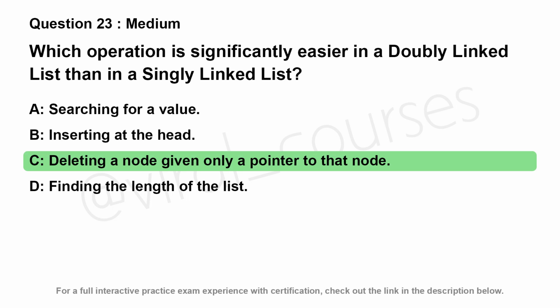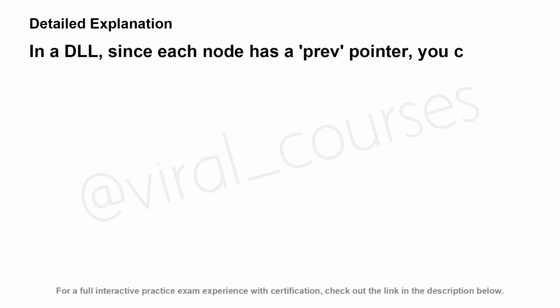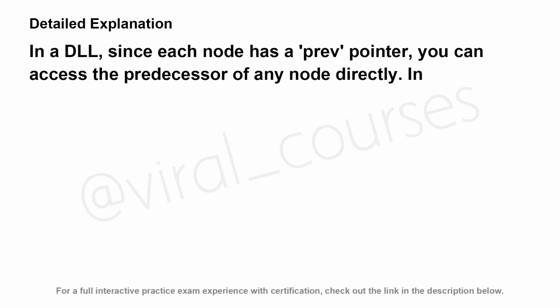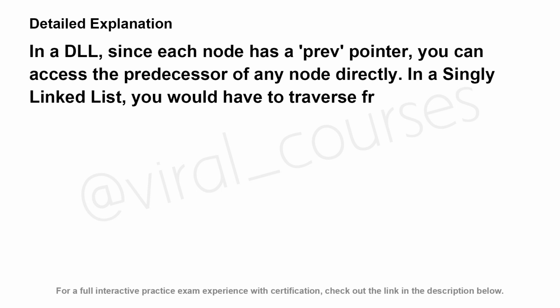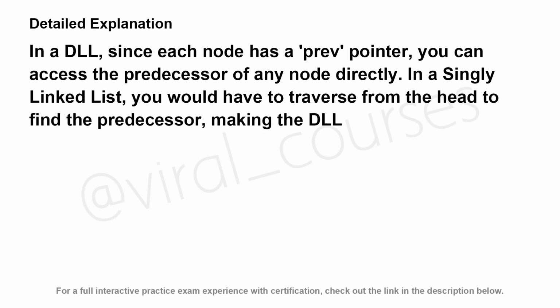The correct answer is C. In a DLL, since each node has a previous pointer, you can access the predecessor of any node directly. In a singly linked list, you would have to traverse from the head to find the predecessor, making the DLL approach O(1) versus O(n).